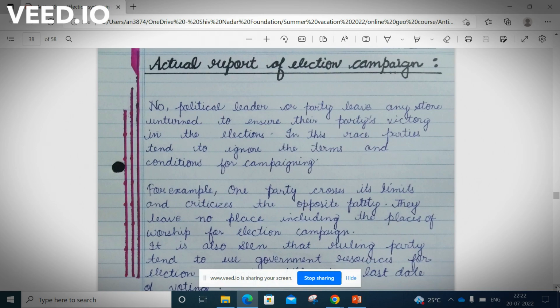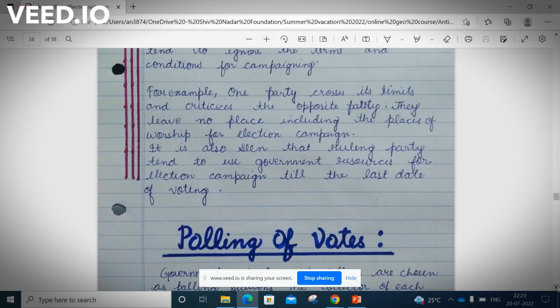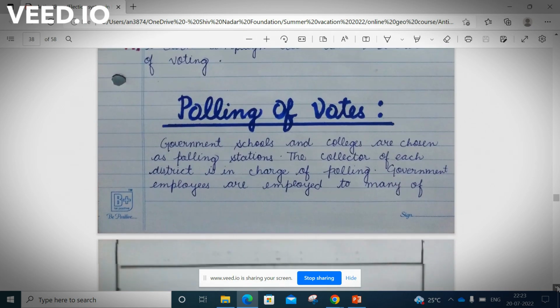No political leaders or parties leave any stone unturned to ensure that their party is on the victory side. For example, one party crosses its limits and criticizes the opposite party. They leave no place, including places of worship, for election campaigns. It has also been seen that ruling parties tend to use government resources for election campaigns.